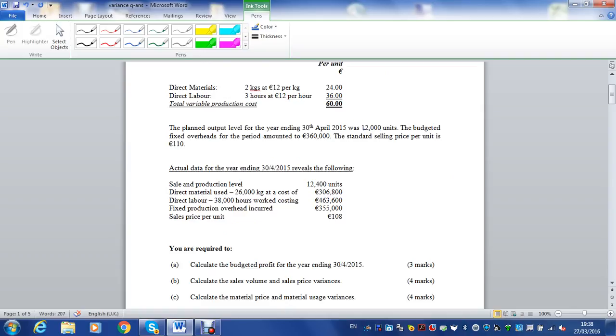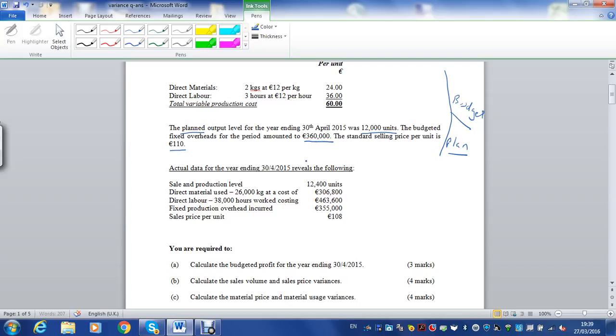Then they talk about the planned output. Again, the key word here is planned. And they give you this figure here of 12,000 units. And then they talk about another figure called fixed overheads. And the amount there is 360,000. And selling price. So the key thing here, all this information here is essentially budget. And that's the important thing here. Or if you like, it's the plan.